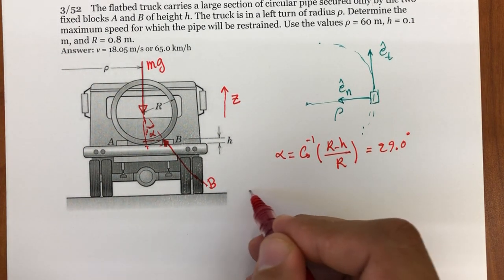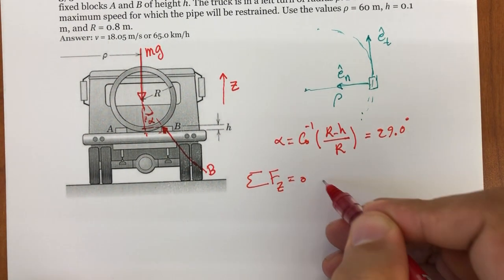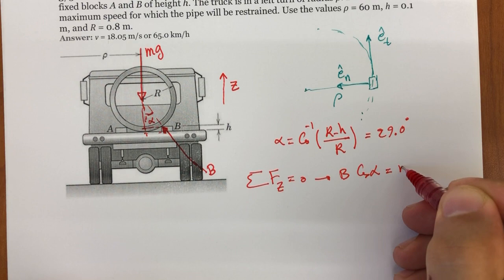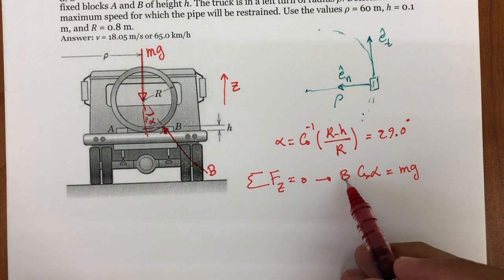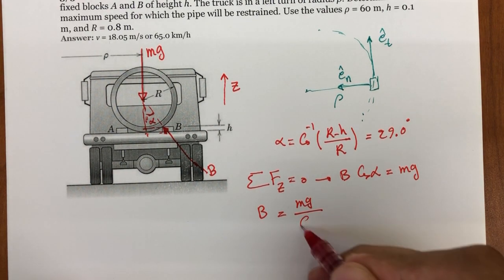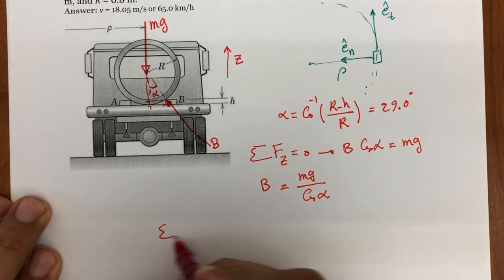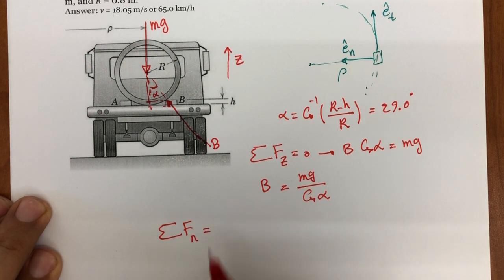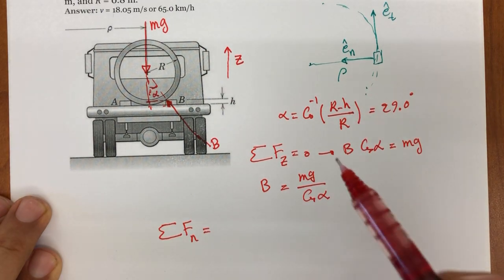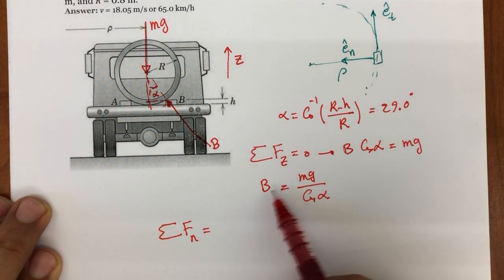So after finding this, now I can write the Newton equation in the z direction. Sum of the forces in the z direction is equal to 0. So B times cosine of alpha is going to be equal to mg. So from here we can find B. Force B is going to be mg divided by cosine of alpha. And also I'm going to write the sum of the forces in the normal direction to find the relationship between the angular velocity, which comes from the maximum speed, and also B, which is related to mg.